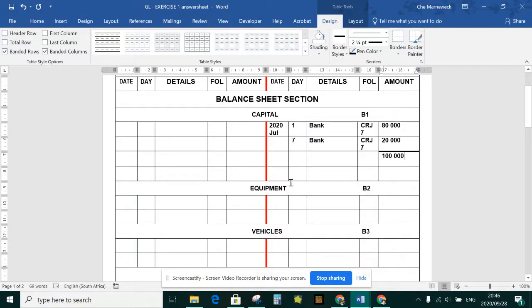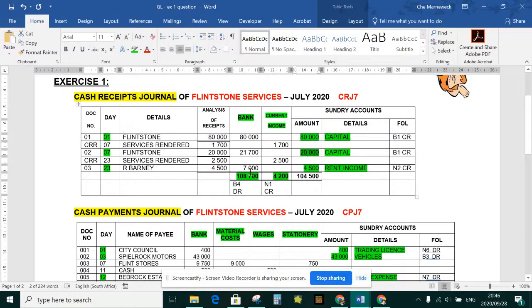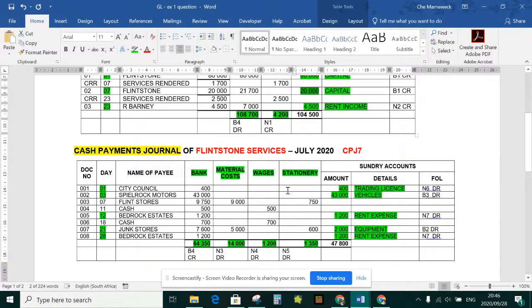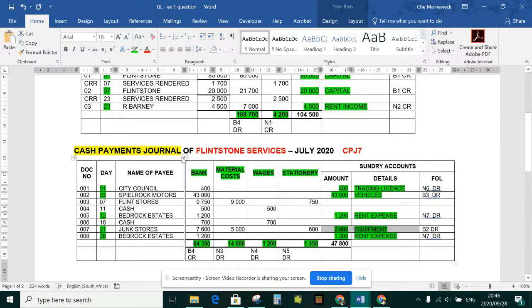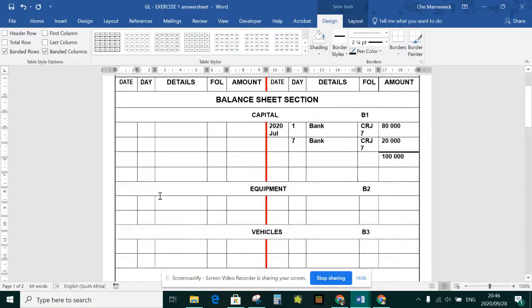We then move on to our next account, equipment. We have a look which journal equipment is recorded in, and I find it. It's in the cash payments journal. It is a sundry account, which means I'm going to post this information on the specific day. The posting rule tells me this needs to go on the debit side. So I go to the debit side.